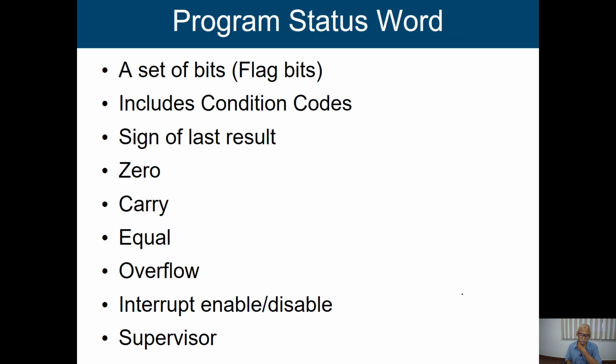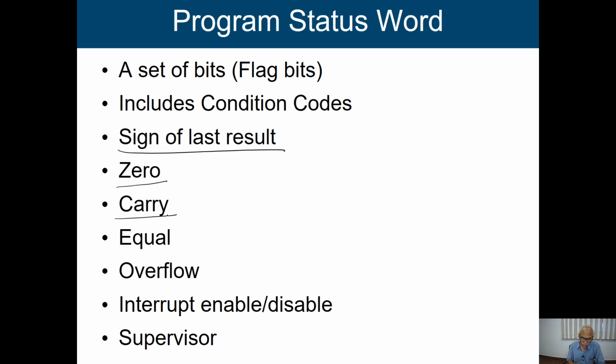What are the flag bits? Generally we have a set of individual bits, and we say these are flag bits, or these are basically condition codes. What are those particular condition codes? The sign of the last result, this is one sign bit. If the result of the last operation is 0, we can say this is the 0 bit. After performing the operation, if it generates a carry out, then we say that carry is set.